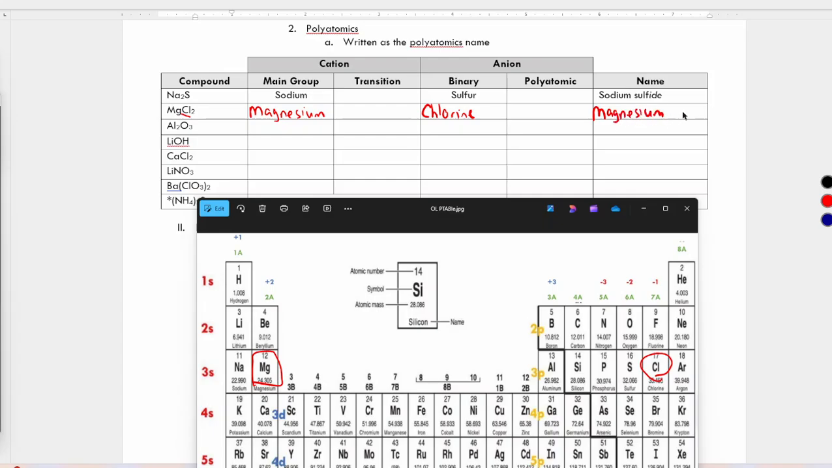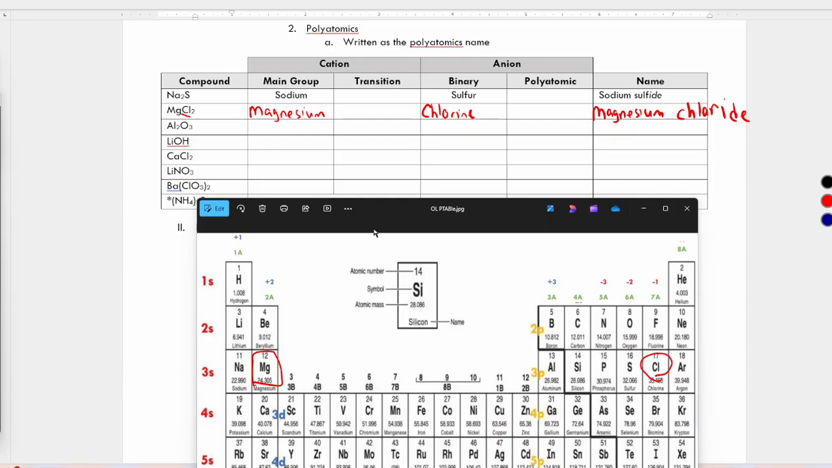Magnesium chloride. Man, that looks ugly. Sometimes it's hard to write on this thing. I guess I'll write off the page. Who cares?